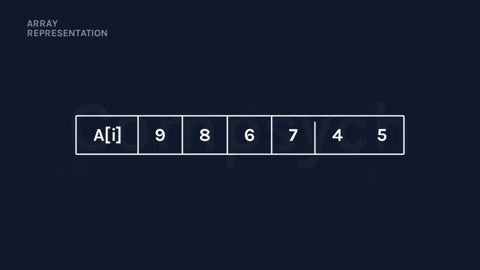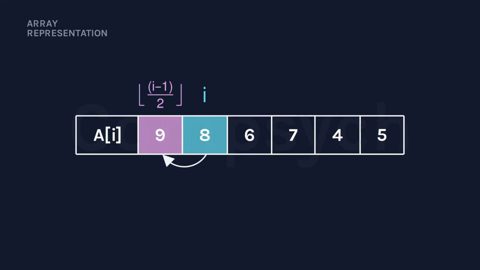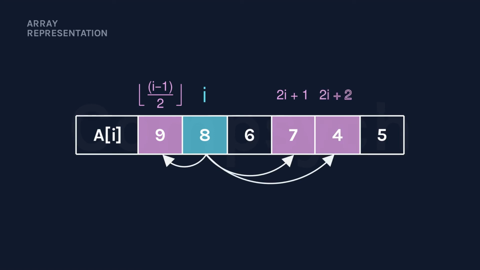Let's do a summary. Now, given any I, what is a parent? Floor of (I minus 1) divided by 2. What is a left child? It's 2 times I plus 1. What is a right child? It is 2 times I plus 2.